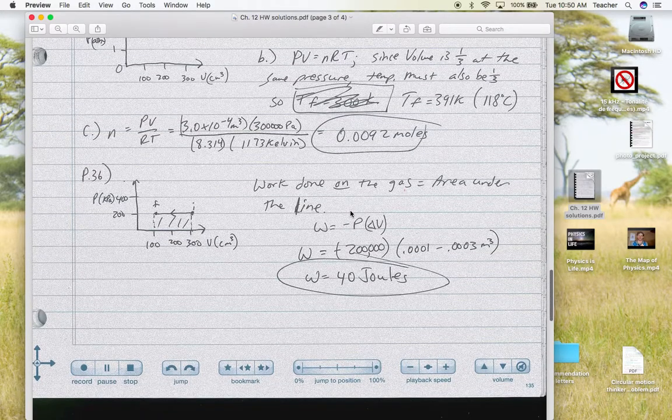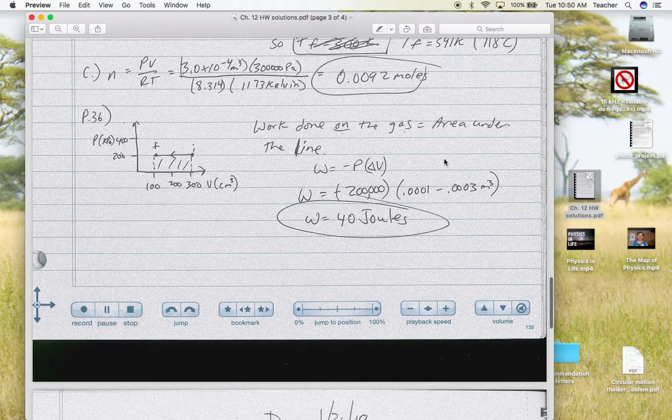For problem 36, they did this in class also. Work done on the gas is the area under the line. And since the volume is decreasing, the work is positive.